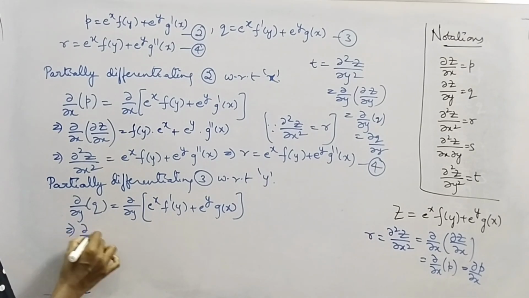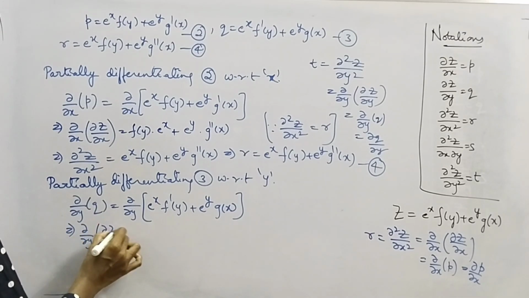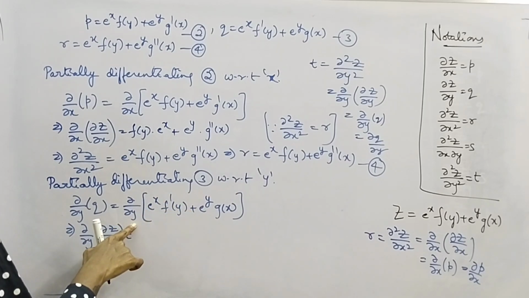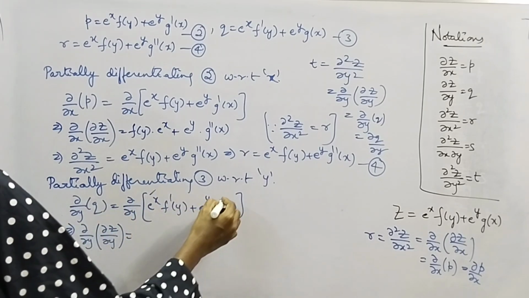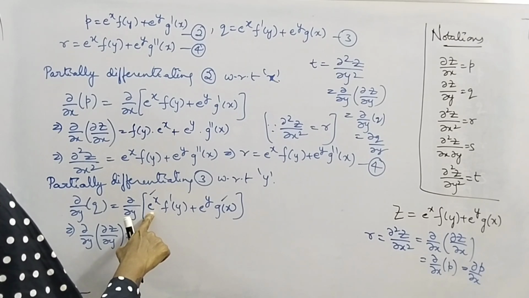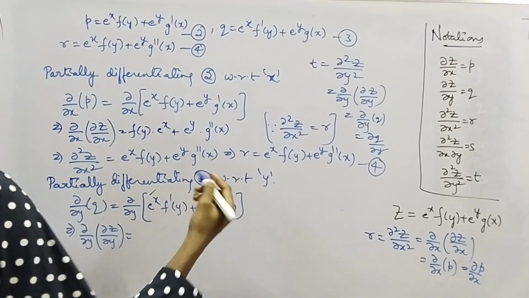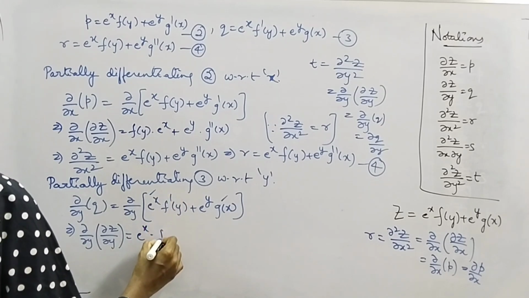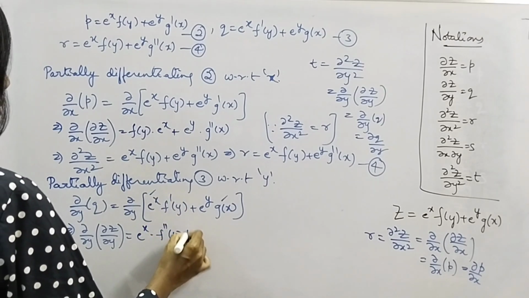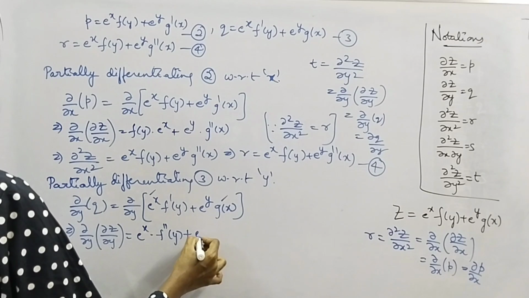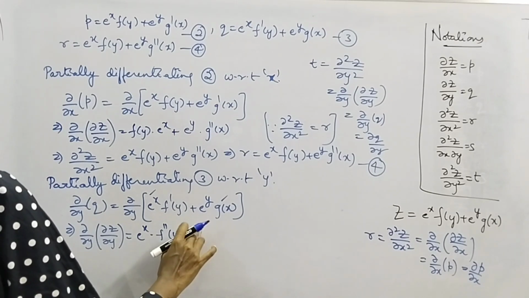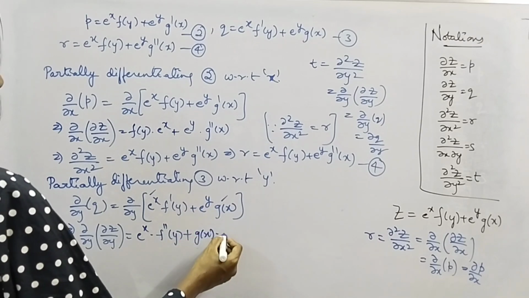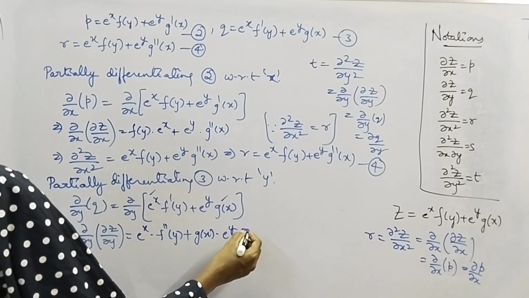This gives us ∂/∂y of q, which is nothing but ∂z/∂y, equal to, here we are partially differentiating with respect to y, so we'll treat x as constant. So here in the first term e^x is treated as constant, and here g(x) is treated as constant. We'll get constant into the partial derivative of f'(y), which is f''(y), plus g(x) constant into the partial derivative of e^y with respect to y, which is e^y, right?